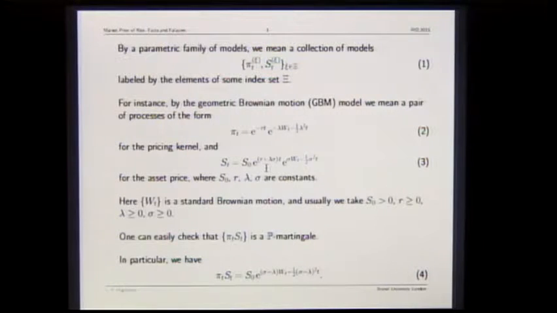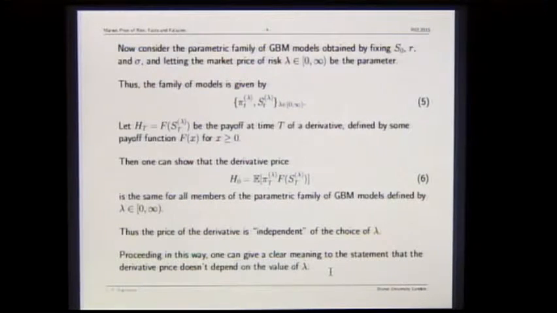And then the rate of return on the asset: there's an interest rate, and then there's an excess rate of return, which is given by the product of the market price of risk and the volatility, and we take these various parameters to be constants. W is a Brownian motion. Then you can easily check that if we take the product, you get a martingale. Again, it's an exponential martingale, and this time with a volatility given by sigma minus lambda. So that's an example of a model.